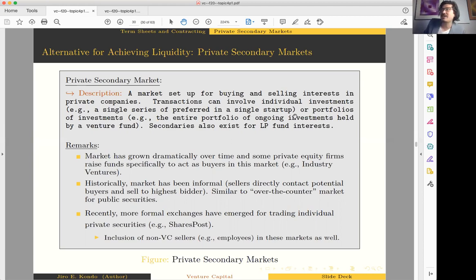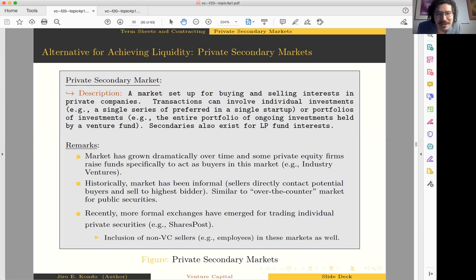Another type of private secondary transaction would be not, oh, I buy just a single position from the VC, I buy their whole portfolio for their fund, right? So portfolios of investments, the entire portfolio of ongoing investments held by a venture fund. Maybe the venture fund wants to sell that because they're reaching the end of life of their fund, their 10-year mark. And maybe they don't want to negotiate with LPs an extension of 2 years. So they just say, why don't we just sell our legacy portfolio? And then we can satisfy our 10-year commitment to limited partners.